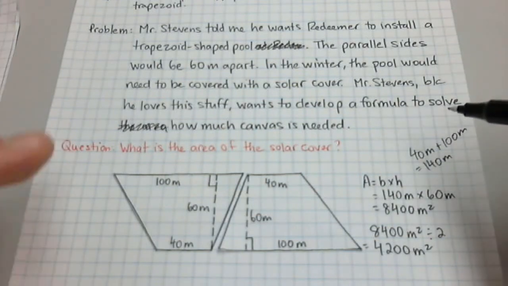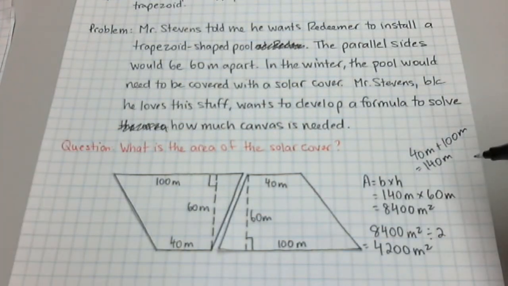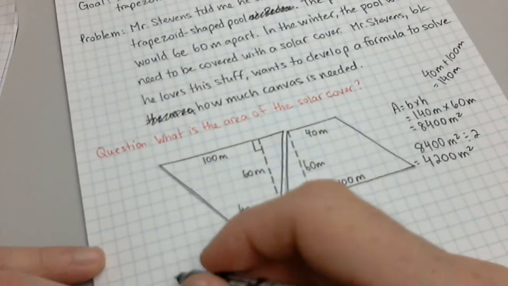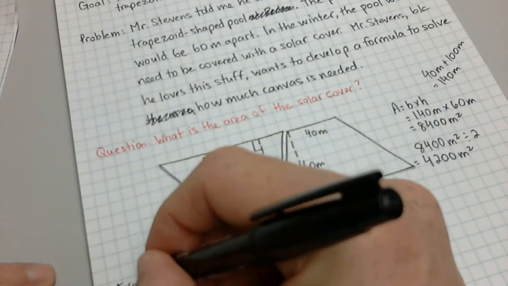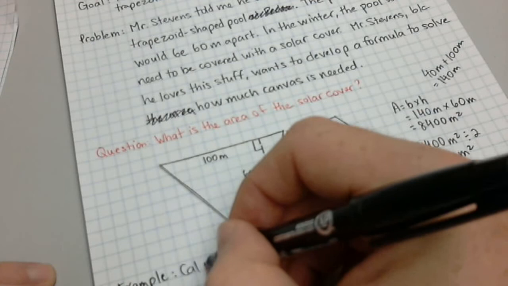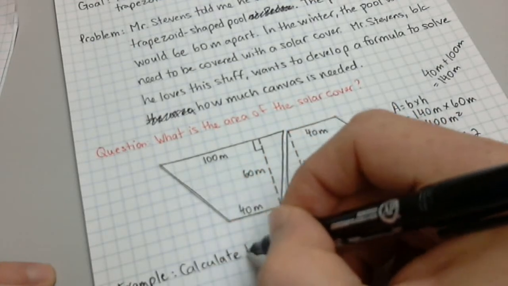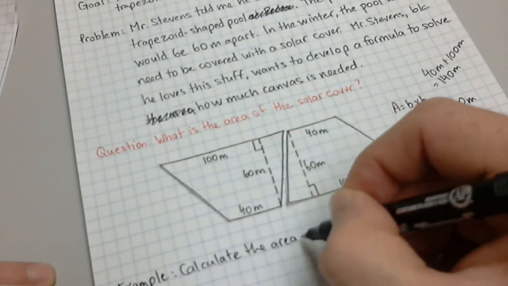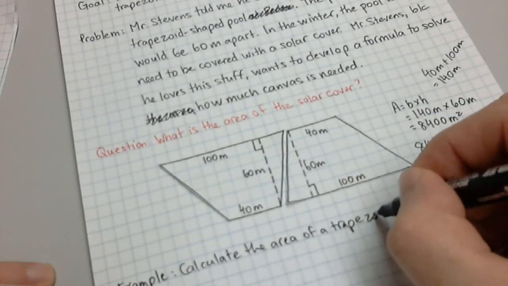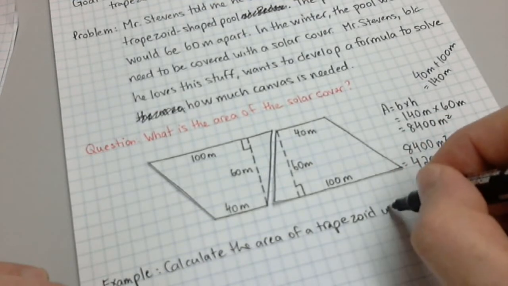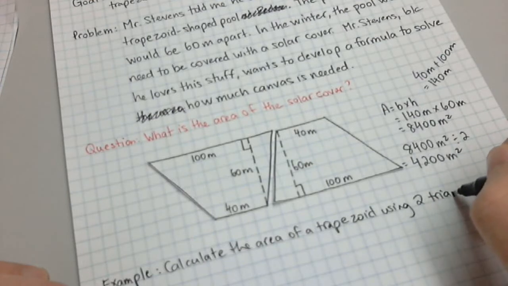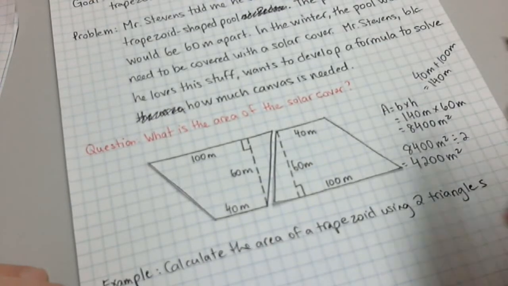There happens to be a second way that we can solve for the area of a trapezoid. And this is going to be what's called example 1. And what we're going to do is we're going to calculate the area of a trapezoid using two triangles. And I'm going to draw this out freehand.